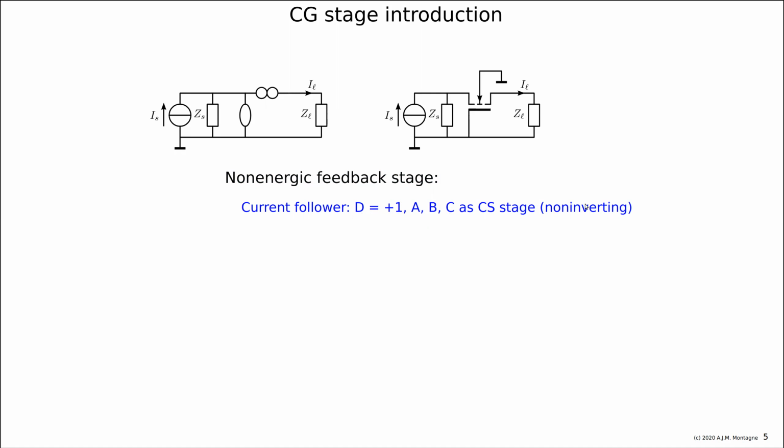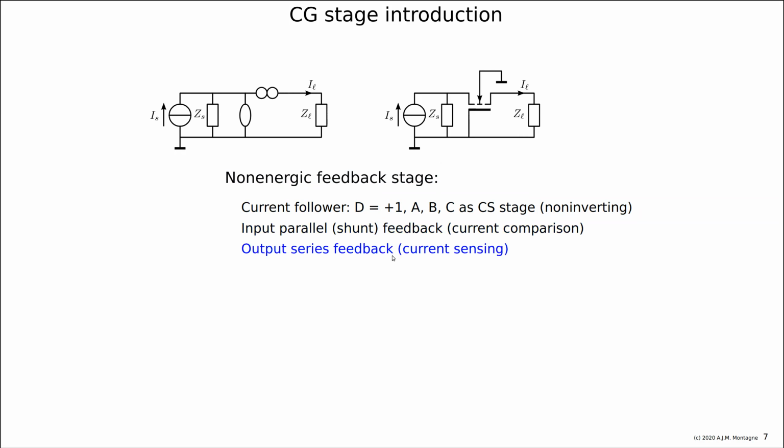It is non-inverting because we take the current the other way around as in the common source stage, the input current is the other way around as from the common source stage. So we have input parallel, shunt feedback, current comparison, and at the output, we have series feedback or current sensing. Those are the keywords to generate such structures.